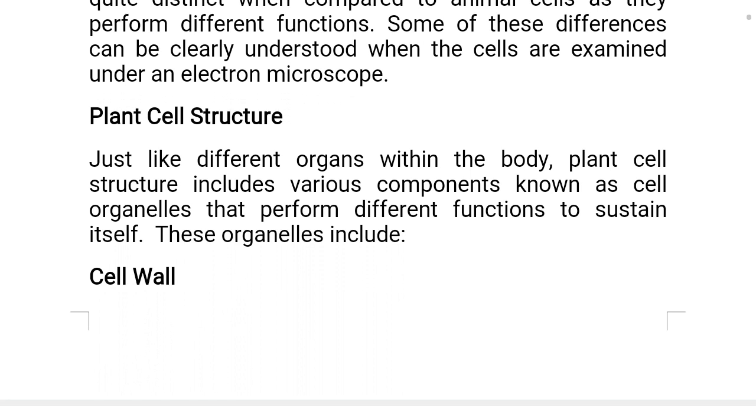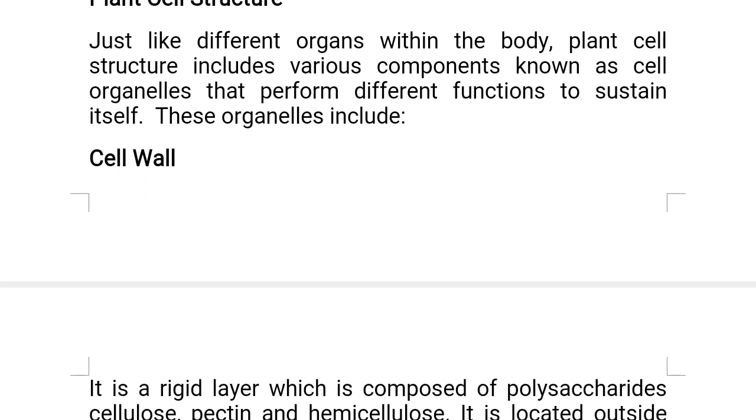The first organelle we'll be discussing is the cell wall. But before we discuss that, I want you to understand that all living things, including viruses, are made up of cells. But we're limiting our discussion to the plant cell. So let's look at the organelles inside the cell. We have the cell wall as the first organelle under discussion. The cell wall is what gives shape and rigidity to plants.